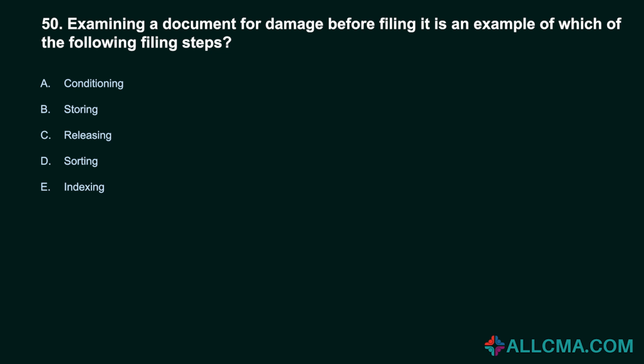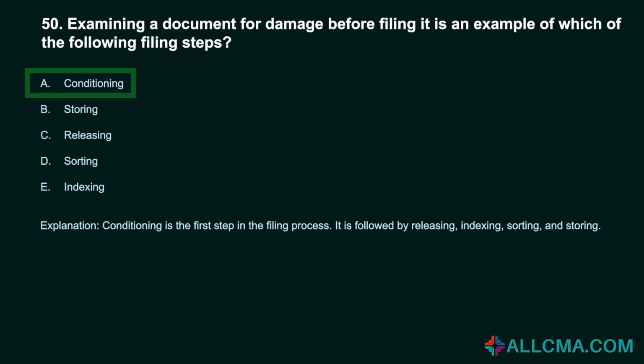50. Examining a document for damage before filing it is an example of which of the following filing steps? A. Conditioning. B. Storing. C. Releasing. D. Sorting. E. Indexing. Correct answer, A. Conditioning. Conditioning is the first step in the filing process. It is followed by releasing, indexing, sorting, and storing.